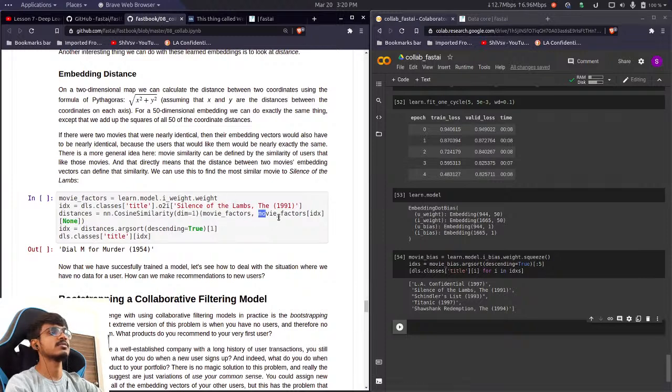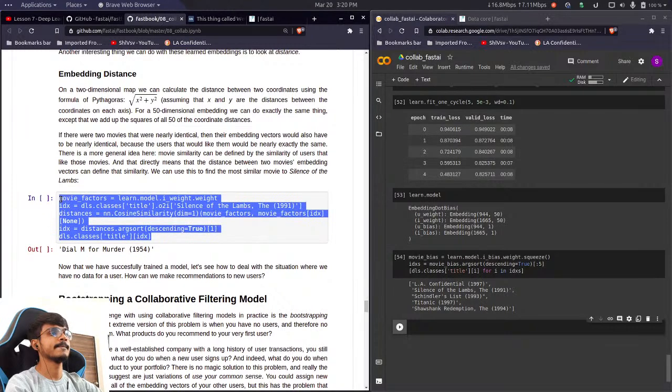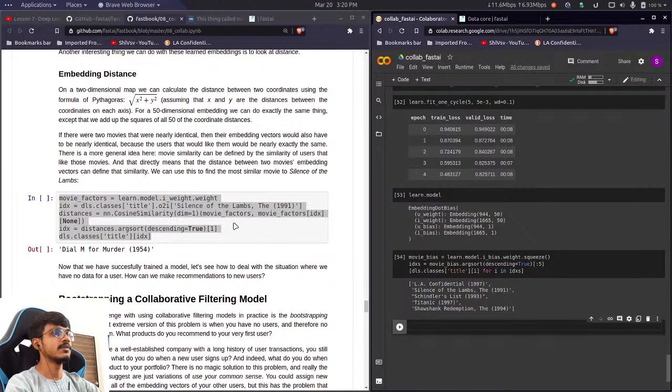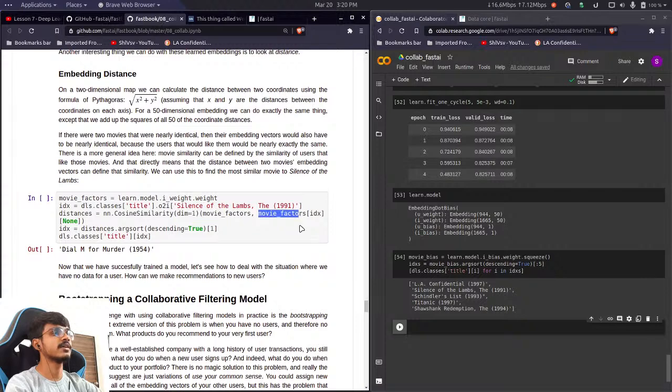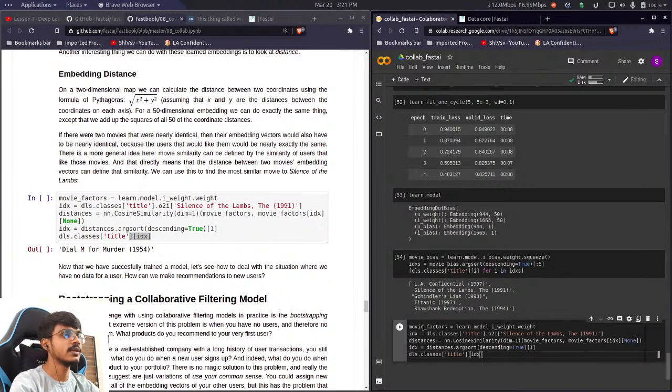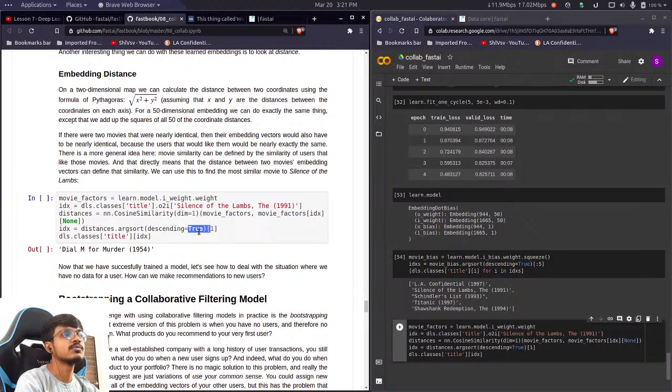First get all the movie factors, this movie factor, and we fire up this cosine similarity, which gives us the distances between all the factors and this particular factor. And finally we are just sorting it and getting the more distances. Descending is equal to true, hence.